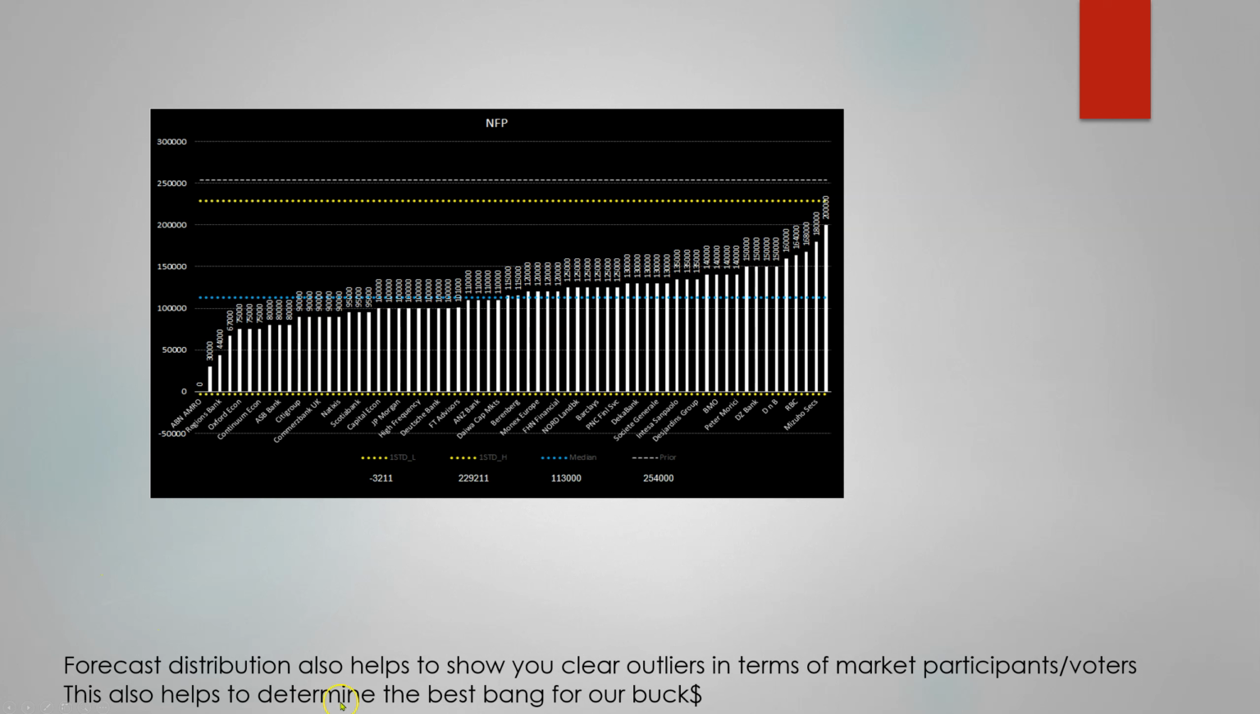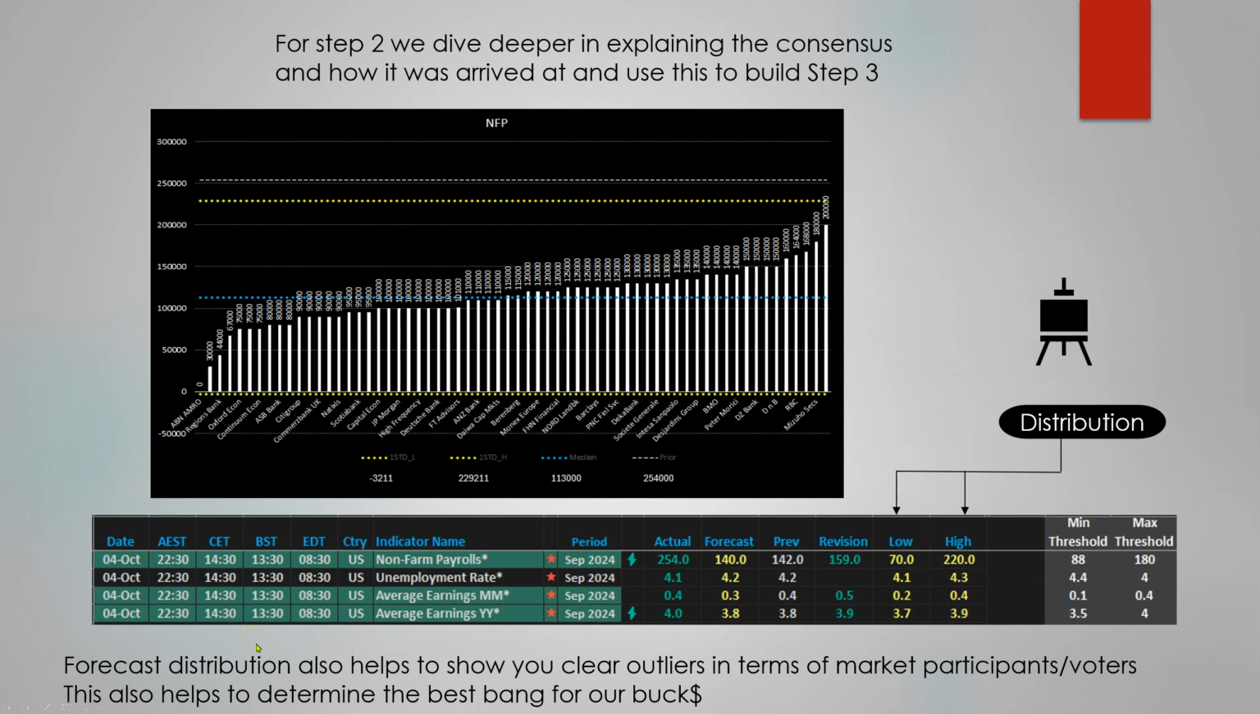The forecast distribution also helps to show you clear outliers in terms of market participants or voters. And this helps you to determine the best bang for your buck. And the reason I say this is because sometimes we often see a lot of traders focusing on the minimum and maximum.